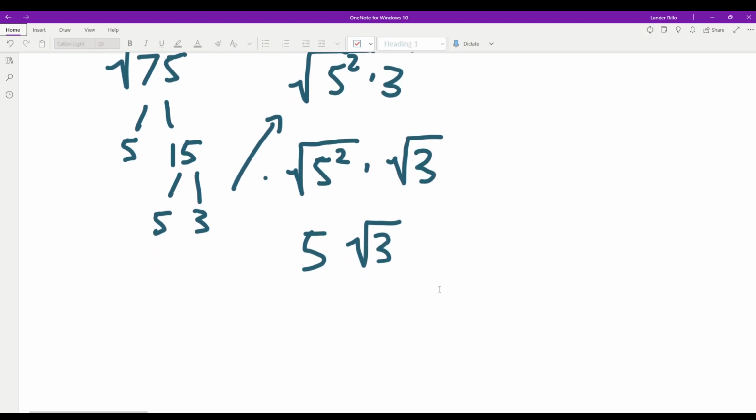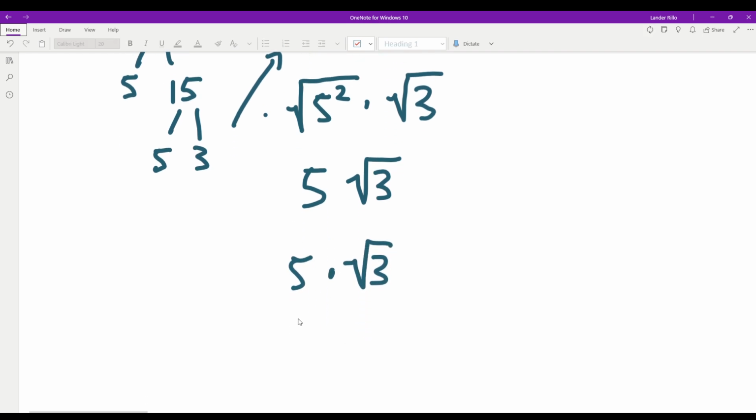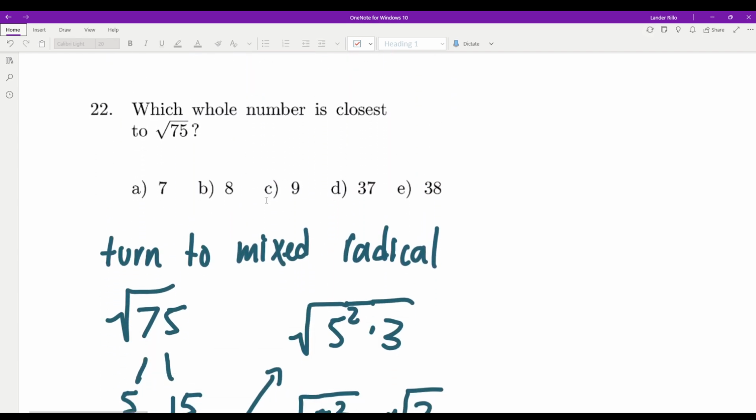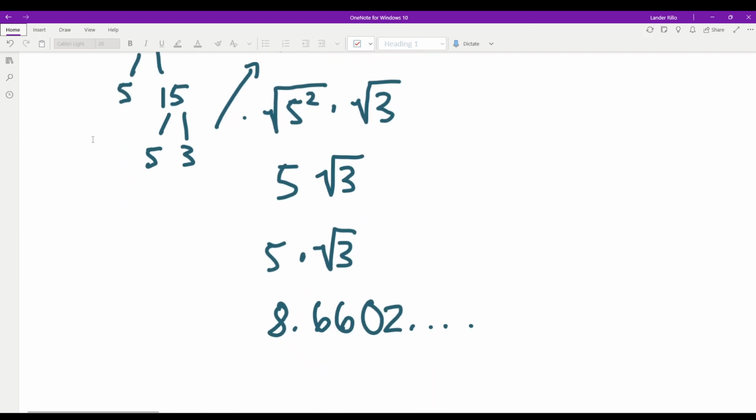Now, you can use a calculator for this. You should get 5 times the square root of 3, put that into your calculator. You should get 8.6602... And what is that closest to here? That's closest to 9 if we round up to 9. So the answer is C. Okay.